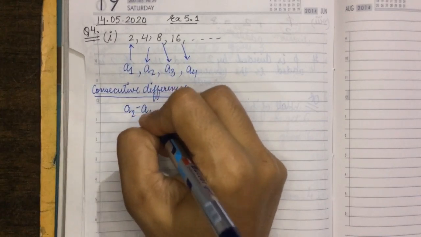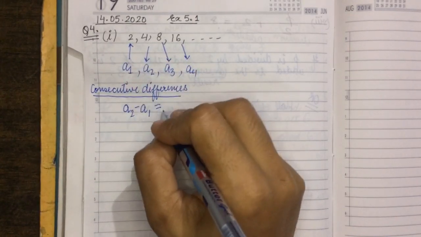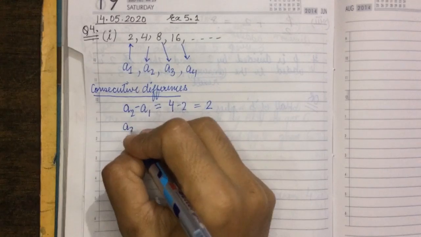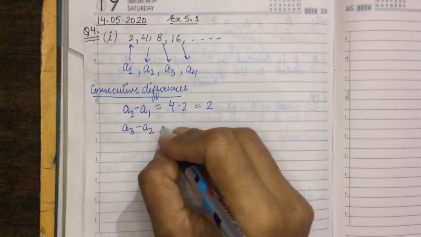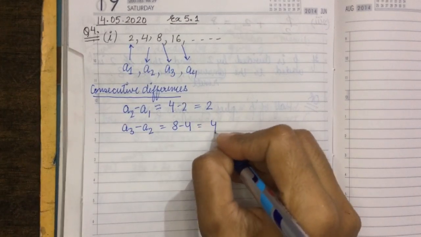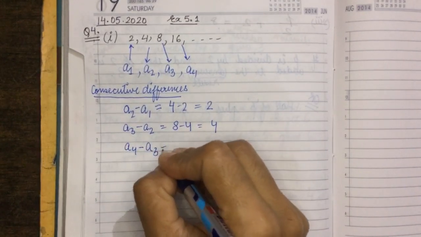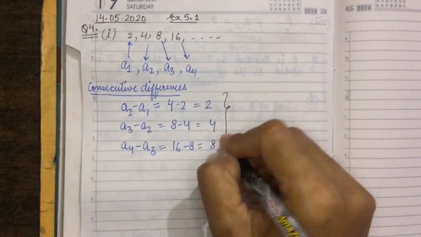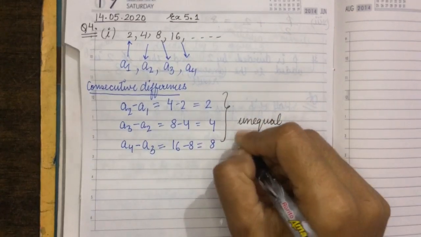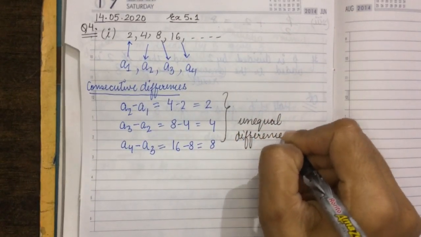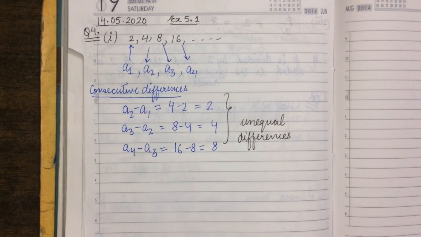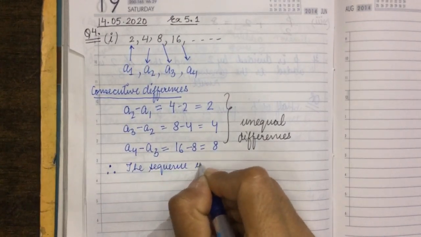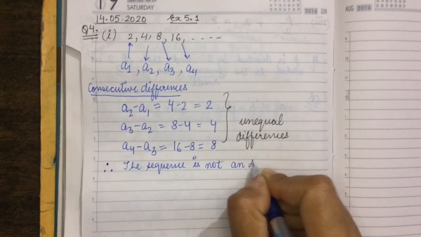The difference between the first 2 terms, a1 and a2, you have to write the difference backwards. 4 minus 2, the difference is 2. Next 2 terms, second and the third one, the difference is 4. Then the next 2 terms, the difference is 8. Now here you can see the differences are unequal. That means the sequence is not an AP. Therefore, the sequence is not an AP.